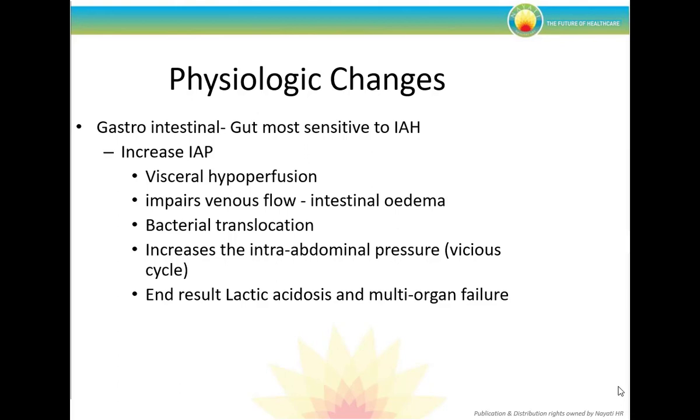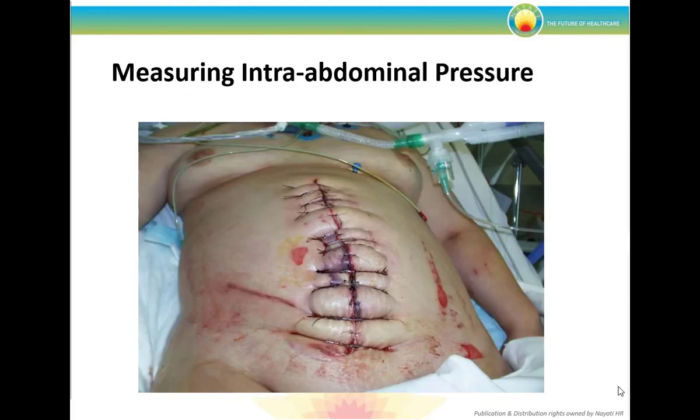The end result is lactic acidosis and patients ending up in multi-organ failure. So conditions like this are not new in an intensive care unit, especially if you are working in a surgical intensive care unit. You see these conditions quite often. And how do you measure intra-abdominal pressure?